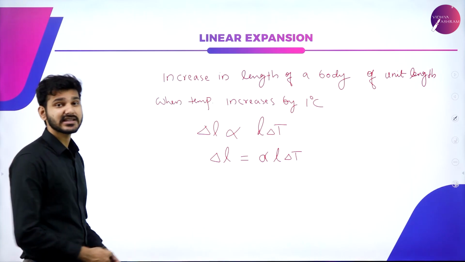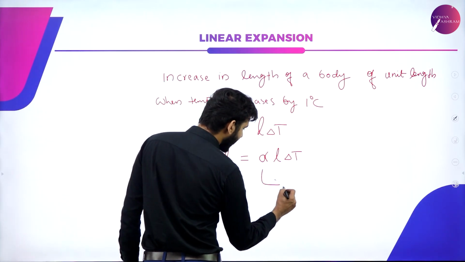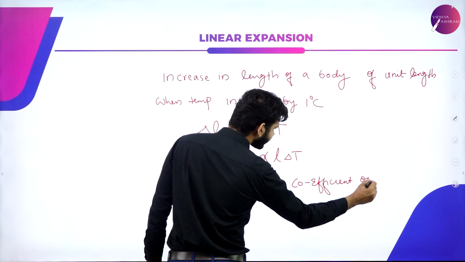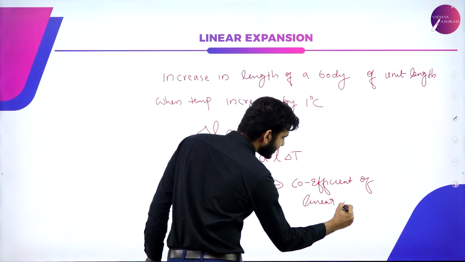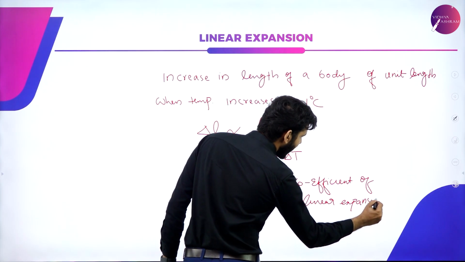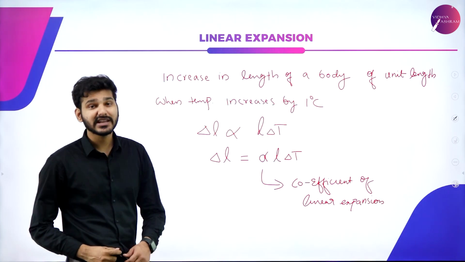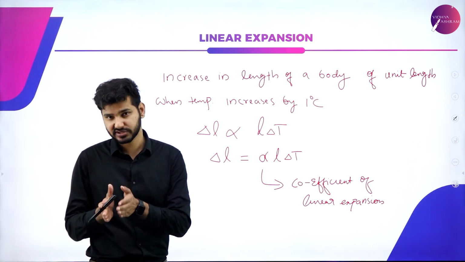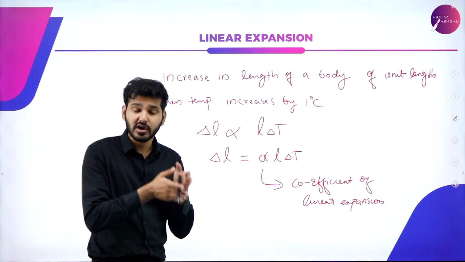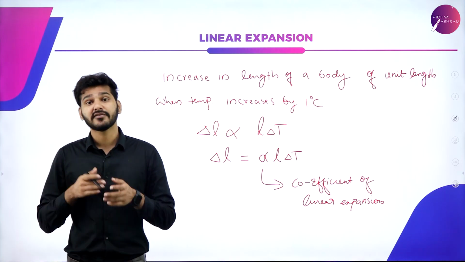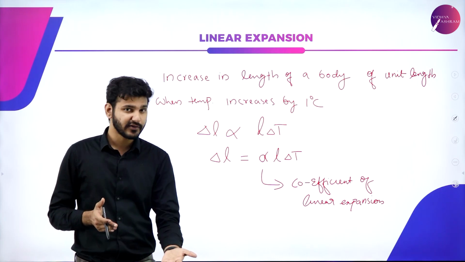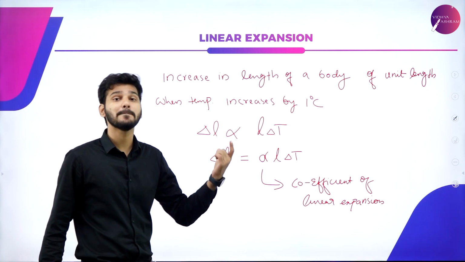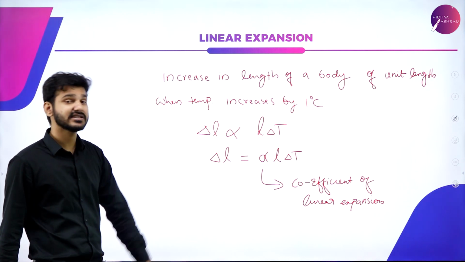So what exactly is this alpha? Alpha is known as the coefficient of linear expansion, and alpha will have a different value depending on the metal you are choosing. If you're choosing steel, it will have a definite value. If you're choosing copper, it will have a definite value. If you're choosing any other metal, it will have a different value. So depending on the metal, the alpha value will absolutely change, but the relation still stays the same.